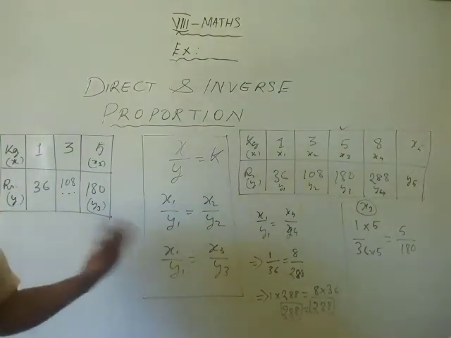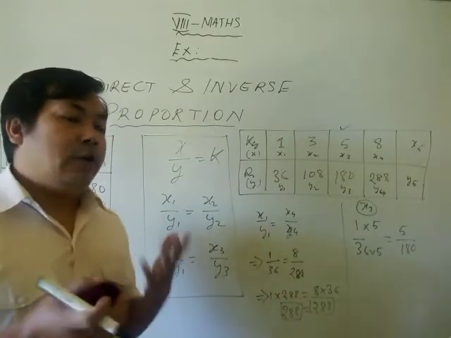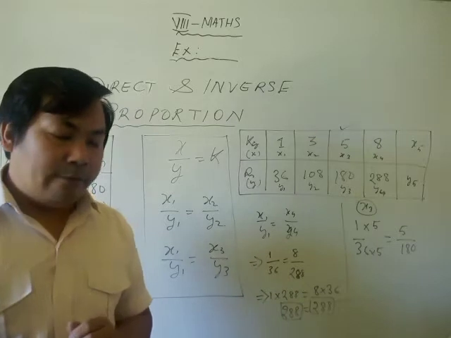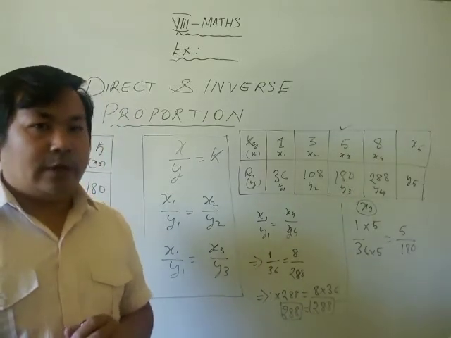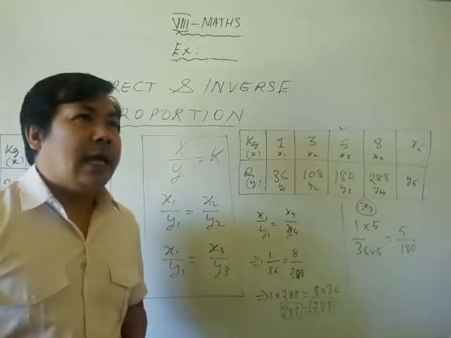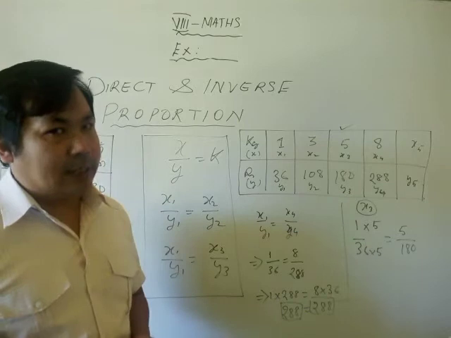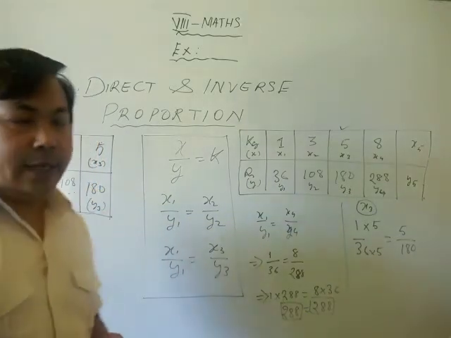Okay. So there what you have to do is nothing but apply the idea of the law of proportion. By law of proportion, it says that if the two ratios are in proportion, then the product of their means is equal to the product of their extremes. That you have to do. Okay.